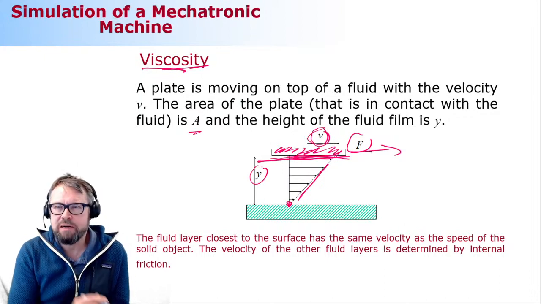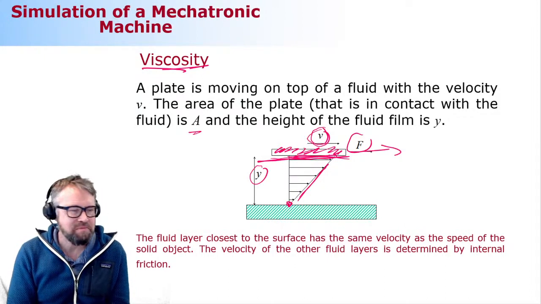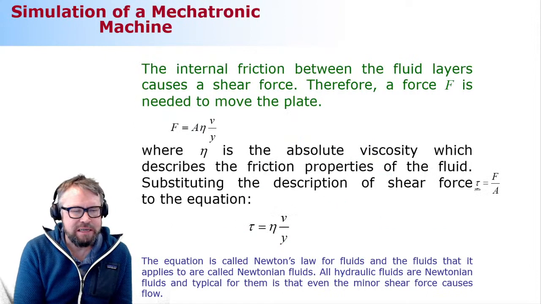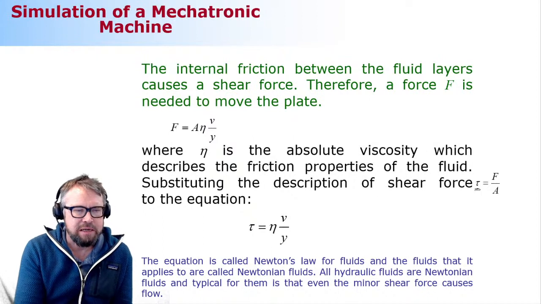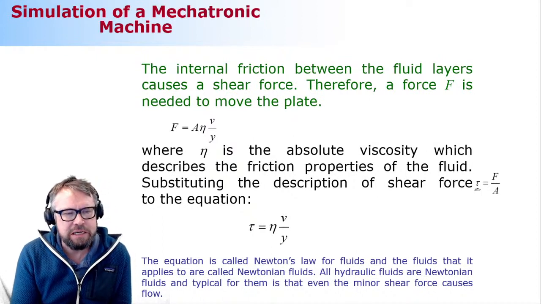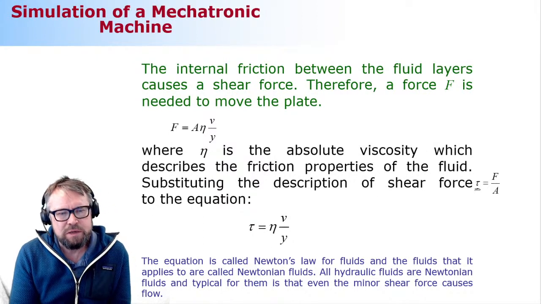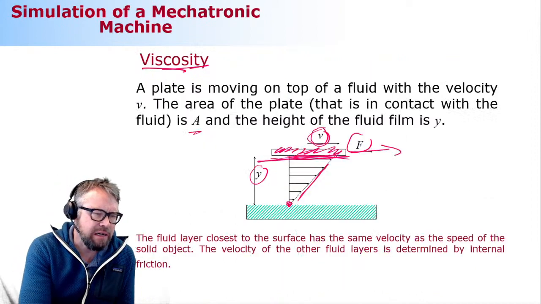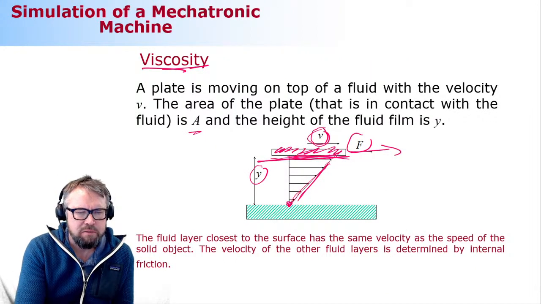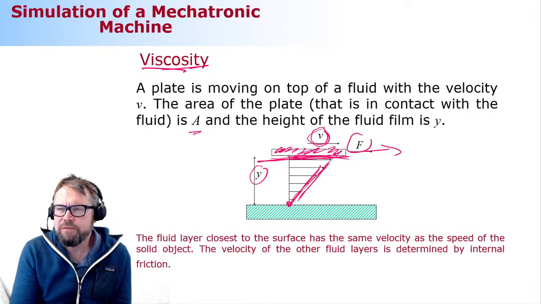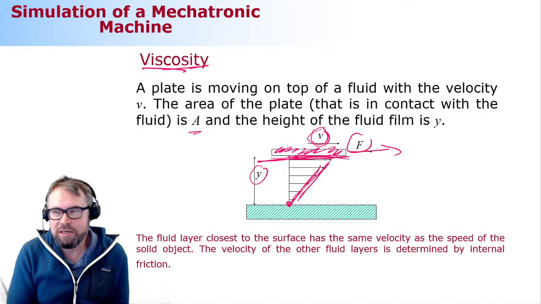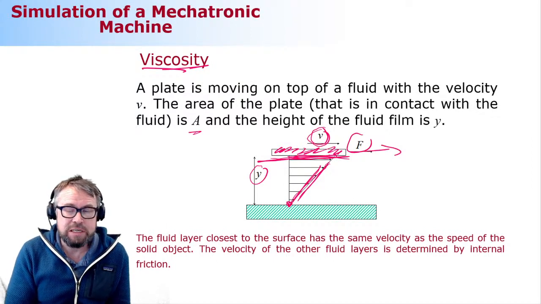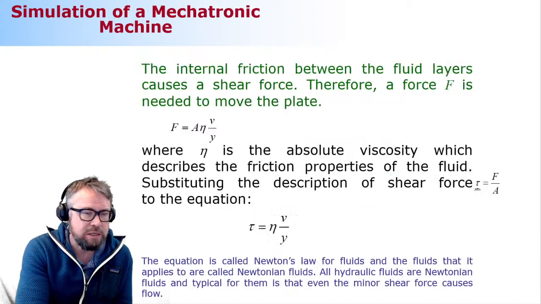Now what we're going to do here is define viscosity. The viscosity is something that defines the internal friction between the fluid layers. So because of this velocity distribution, there has to be an internal friction shear force that is introducing this velocity difference. And this velocity difference is the one that gives us a definition of viscosity.